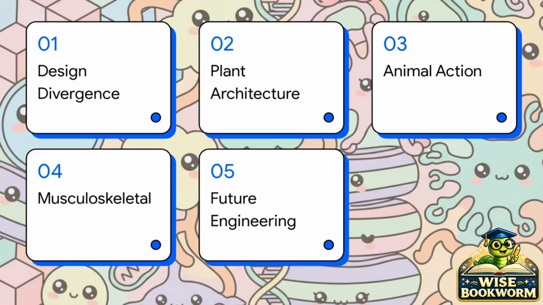We'll be looking at number 1, the Great Design Divergence. 2, the Architecture of Plants. 3, the Animal Action Network. 4, the Musculoskeletal System. And 5, cloning and future engineering.